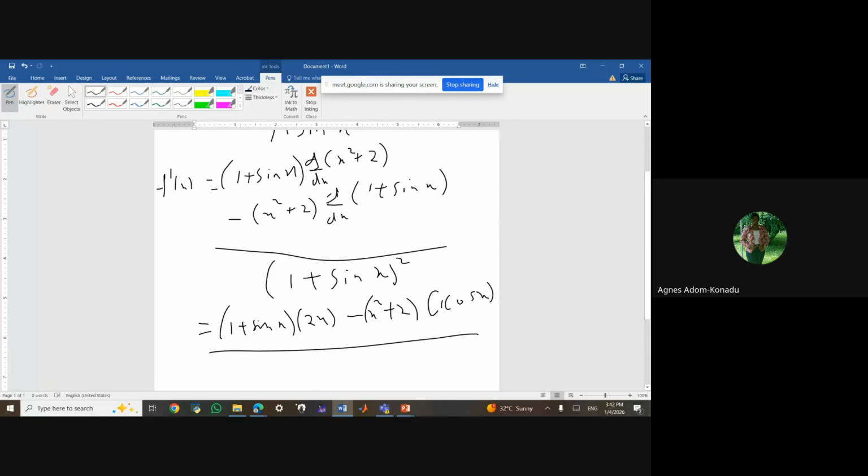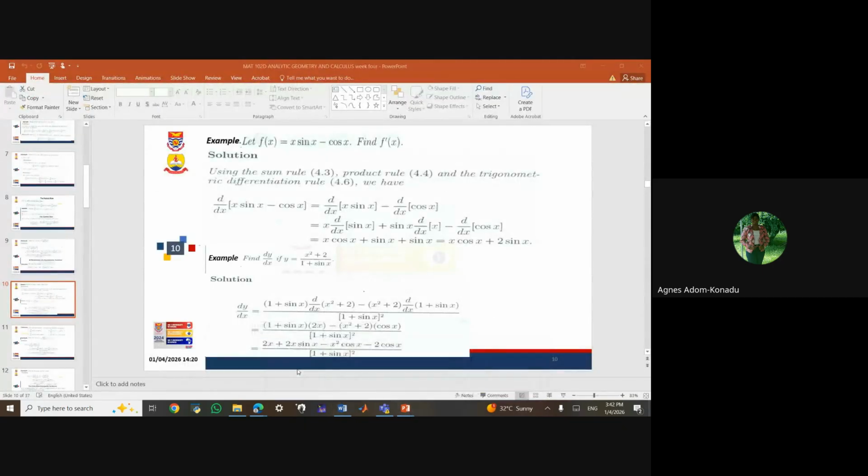Then all divided by (1 plus sine x) all squared. Then you should be able to simplify this. So the rest you should be able to do. That's what you have to do. That's what you need. Okay, so this is what you have to do.